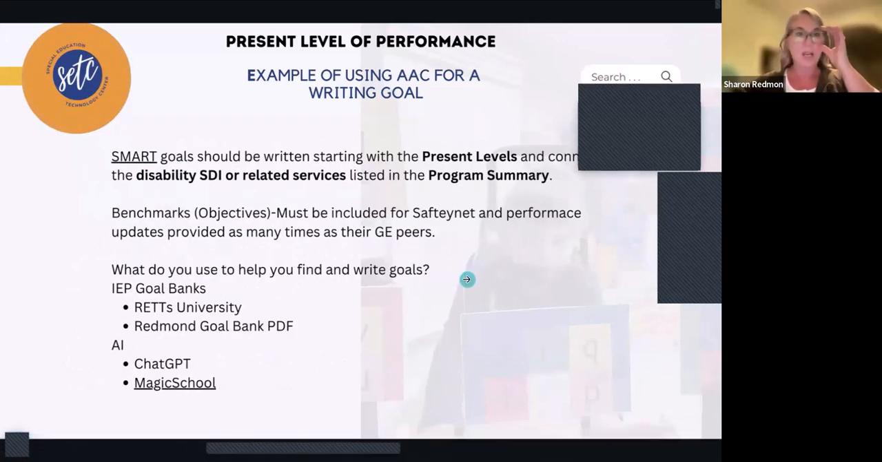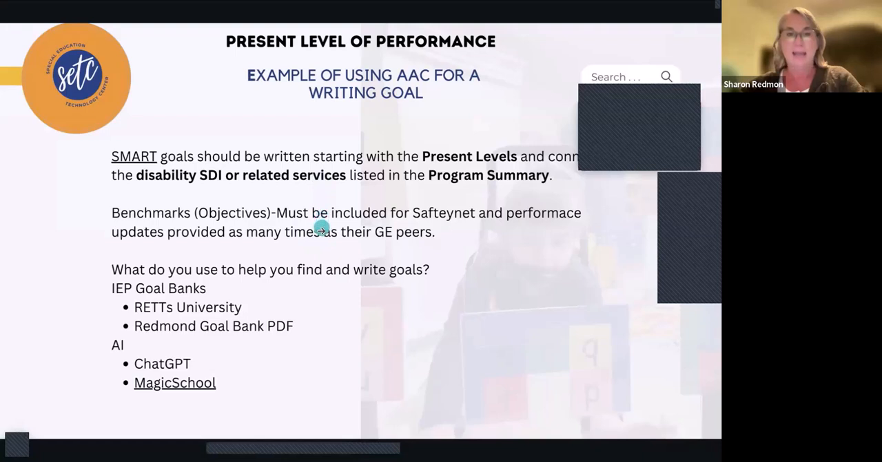Okay, so here I have an example of using AAC for a writing goal. We still want to use these SMART goals. Back in the beginning, I had a video from Shelley Moore that talks about getting rid of SMART goals, and I absolutely love it, and she smashes it. So I would definitely suggest going and taking a look at that video. We didn't have time to do it tonight.